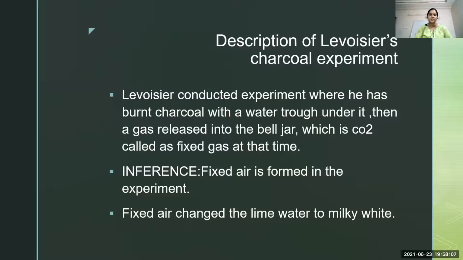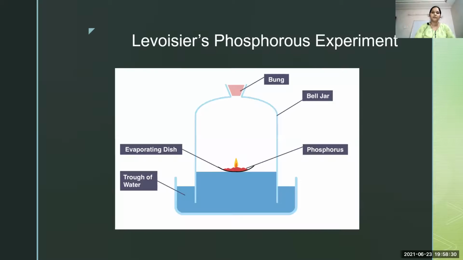Inference: fixed air is formed in the experiment. Fixed air changed the lime water to milky white. You conduct this experiment by taking lime water and blowing the fixed air into it. Then there is a change from transparent color to milky white color. Okay, coming to the next slide.